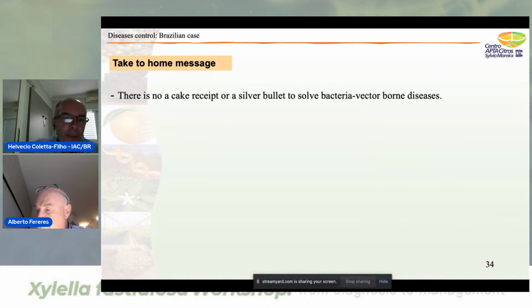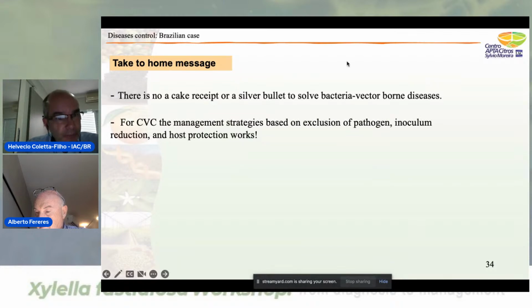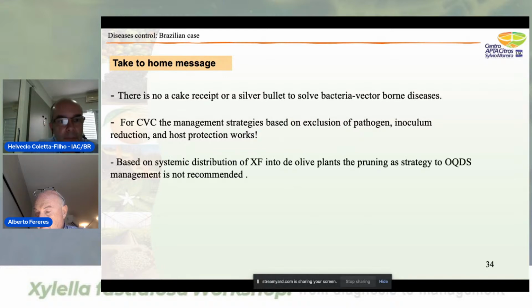Take-home message: there is no single key recipe to solve bacterial vector diseases, even in citrus, even in olive plants, and even of the host you can think about. For the CVC management strategies, based on exclusion of the pathogens by using Xylella pathogen-free nursery plants, inoculum reduction and host plant protection works for the CVC.